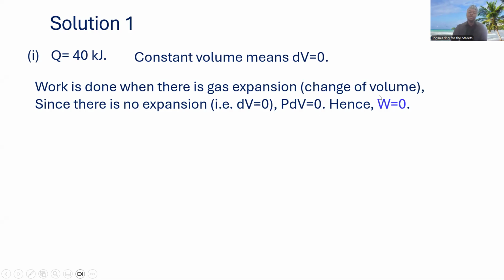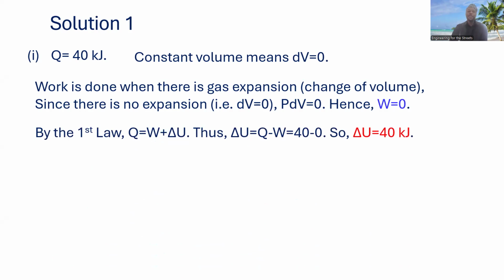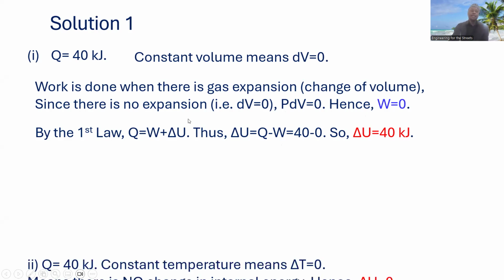And if the work done equals zero, we know that by the first law of thermodynamics, heat supplied is equal to work done plus change in internal energy. And so when work done is zero, for a 40 kilojoules heat supply, that means change in internal energy equals 40 minus zero, equals 40 kilojoules. So what this implies is that the entire heat supplied is converted to a change in internal energy. So let's look at the second part of the question.